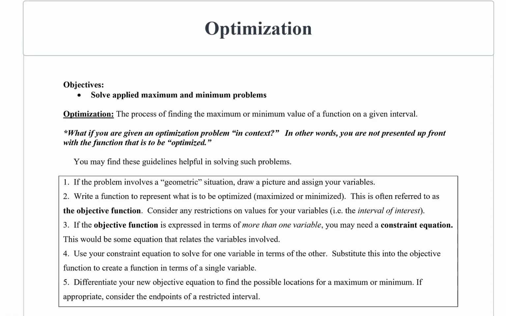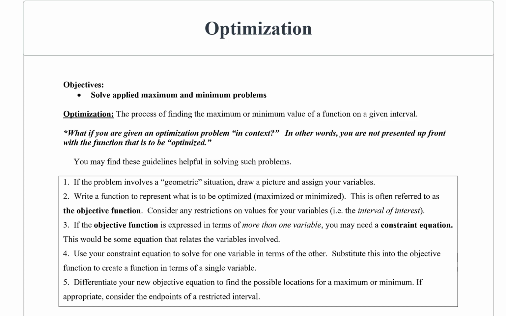Optimization. Objectives. Solve applied maximum and minimum problems. Optimization is the process of finding the maximum or minimum value of a function on a given interval. But what if you are given an optimization problem in context? In other words, you are not presented up front with the function that is to be optimized. You may find these guidelines helpful in solving such problems.